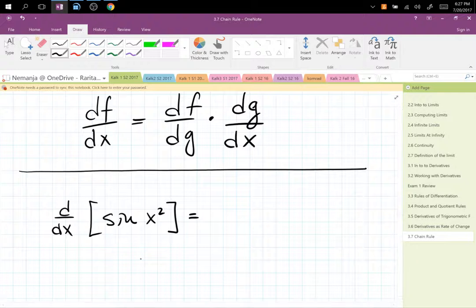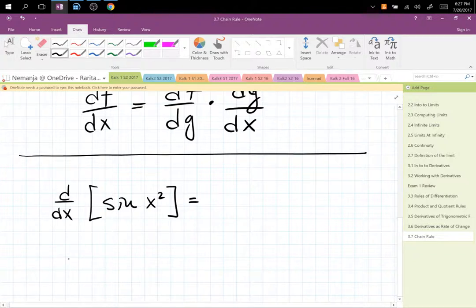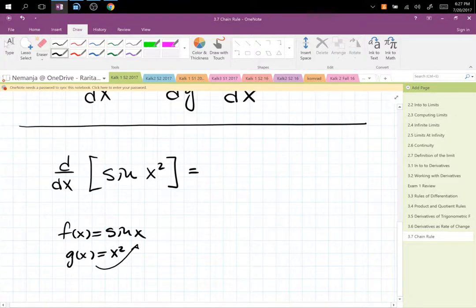Sine x is outer, and then x squared is plugged inside. Now to understand that, I'm going to say that the function composition works this way. f of x is sine x, and g of x is x squared. So this one gets plugged in there, and you get sine x squared.